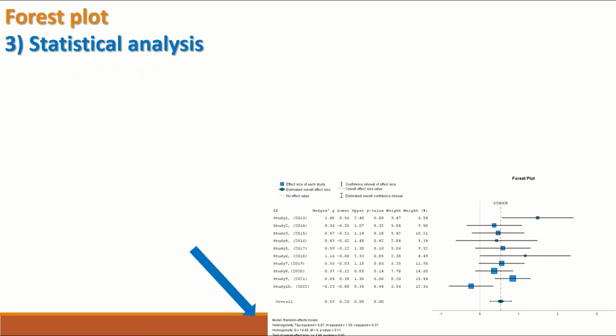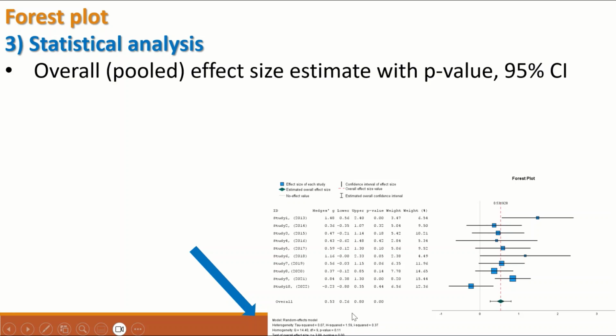The third part of the forest plot is the section here, which is the statistical analysis, which is the overall estimate of the effect size. It shows the overall or pooled effect size with p-value and 95% confidence interval, and it's shown here also. The overall effect size, which is Hedges G, is 0.53, and the 95% confidence interval is given with a p-value.